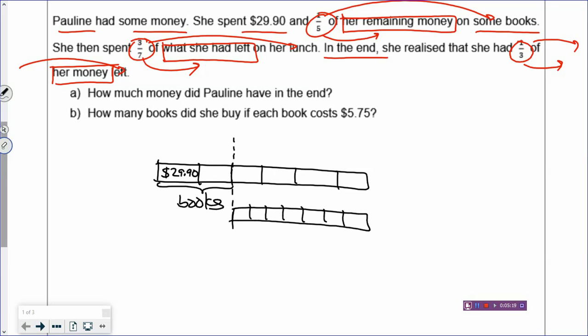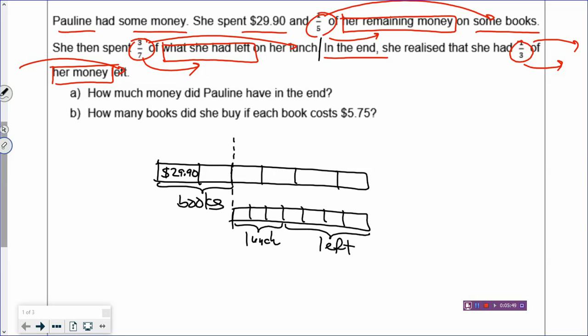And now she spent 3/7 of what she had left on her lunch. So this is her lunch. Okay? And you draw until here already. Now in the end, she realized that she had 1/3 of her money left. So where is the money left after she spent on lunch? It will be here, right? So this is the money that she has left after she spent on lunch, and that is 1/3.